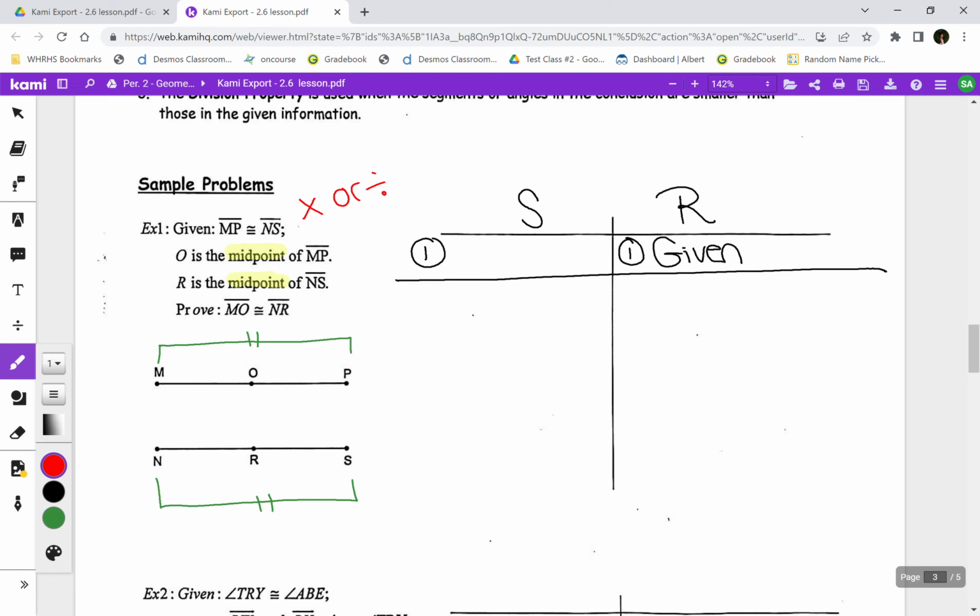I'm going to say it one more time. If we're using multiplication or division, you do not need to go through the function of the dividing word. Meaning, I don't need to say MO is congruent to OP, definition of midpoint. I do not need to say NR is congruent to RS, definition of midpoint. That's only if you're using multiplication or division.